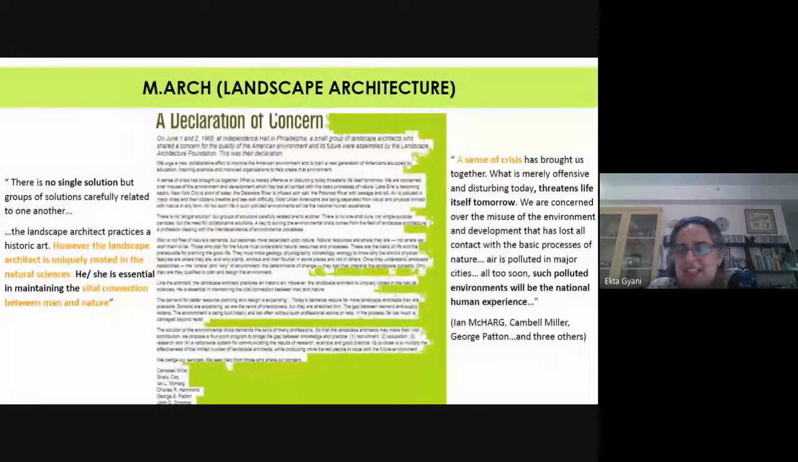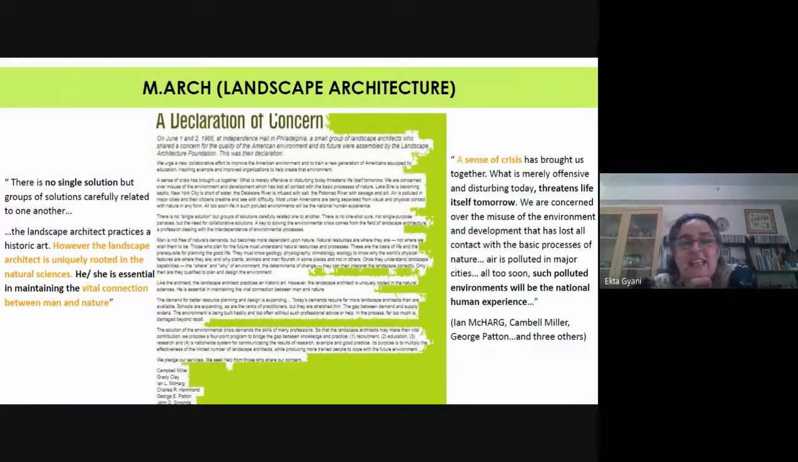And again, I'm not kidding. What I'm saying has been our preoccupation since 1966. This declaration of concern by some stalwarts of landscape architecture, Campbell Miller, Grady Clay, Ian McHarg, Charles Hammond, George Payton, John Simmons. They had the same issues that we still have 55 plus years later. Why do I know it's 55 years? Because I was born in 66, so I can easily tell you it's 55 years later.